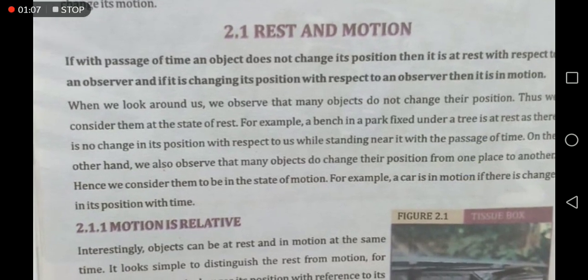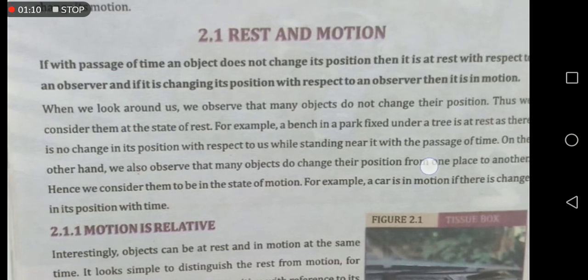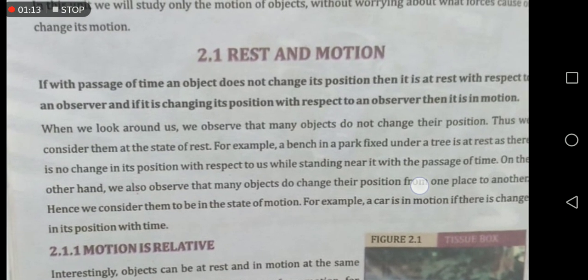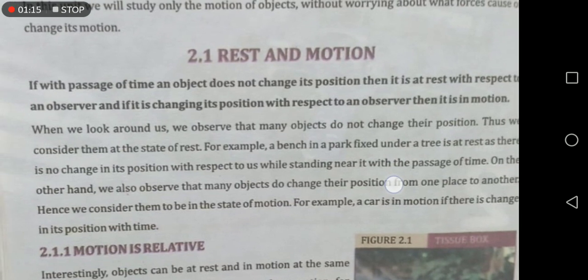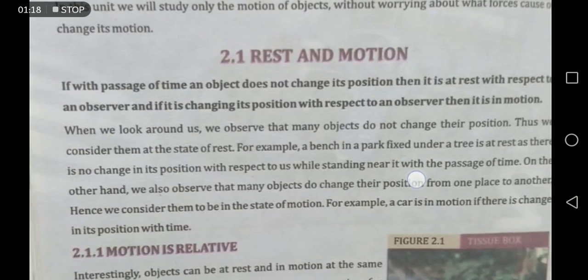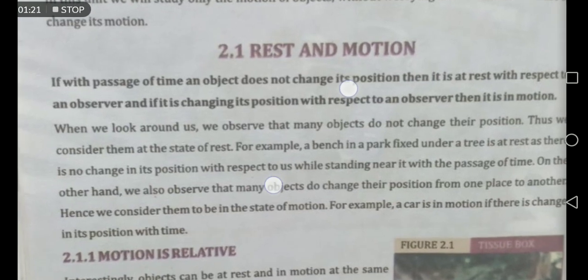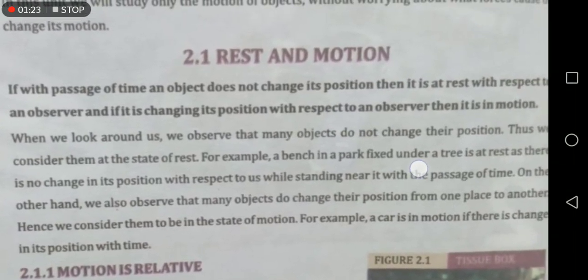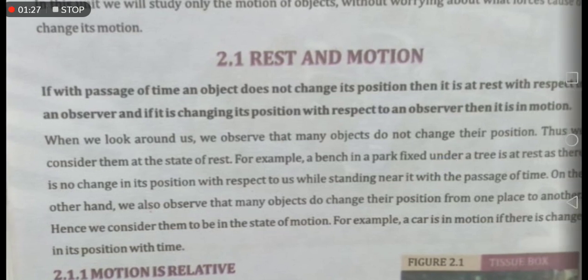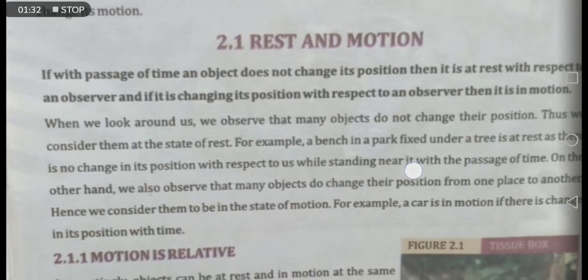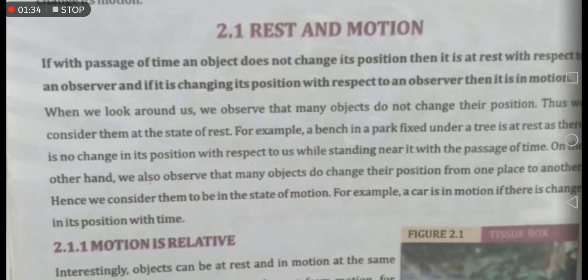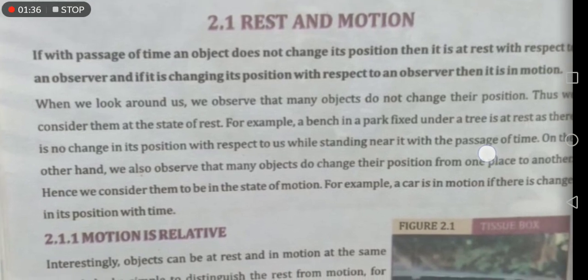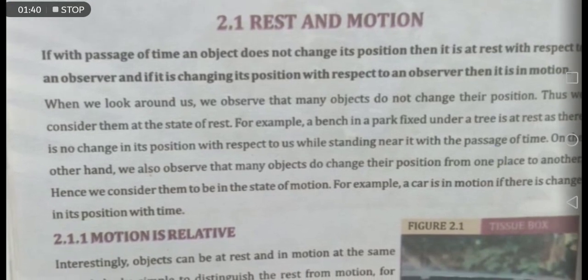So look at the paragraph which is being discussed here. If, with the passage of time, an object does not change its position, then it is at rest with respect to the observer. And if it changes its position with respect to the observer, then it is in motion. When we look around us, we observe that many objects do not change their position, so we consider them to be in the state of rest. For example, a bench fixed under a tree is at rest, as there is no change in its position with respect to us while standing near it, with the passage of time.